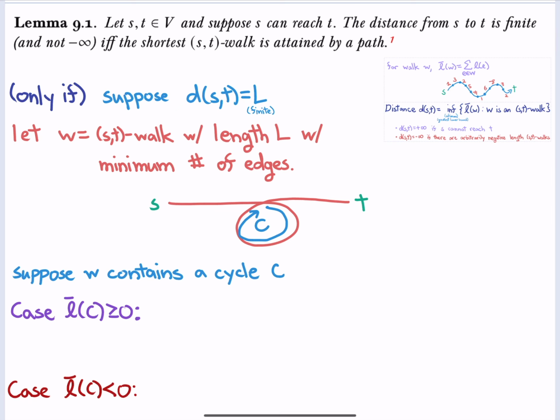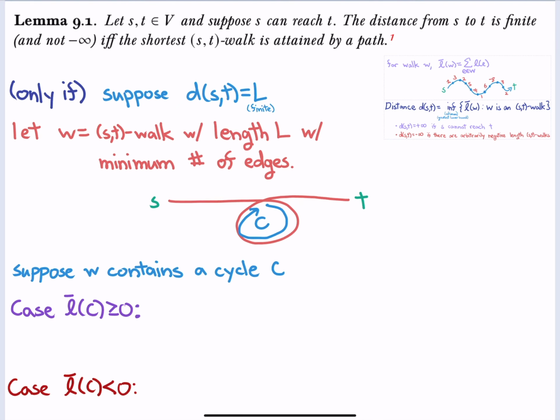We have two cases, and I'm going to let you guys tell me what to do in each case. We're going to reach some contradiction in each case. In one case, the length of the cycle is non-negative: if I sum up all the edges along the cycle, I get something greater than or equal to 0. In the second case, the length of the cycle is less than 0: the total length of the edges along the cycle is less than 0. Let's start with the first case. What if the length of the cycle is greater than or equal to 0? What can I do that creates a contradiction?